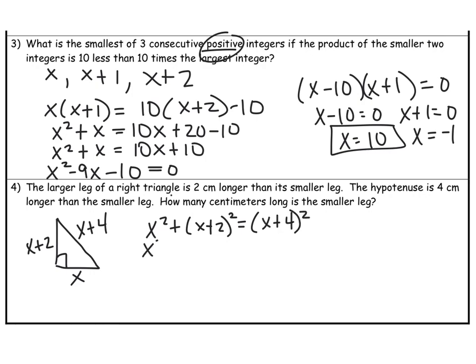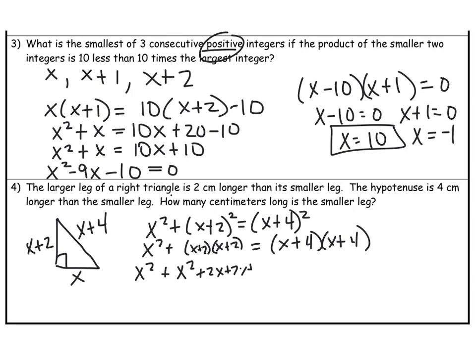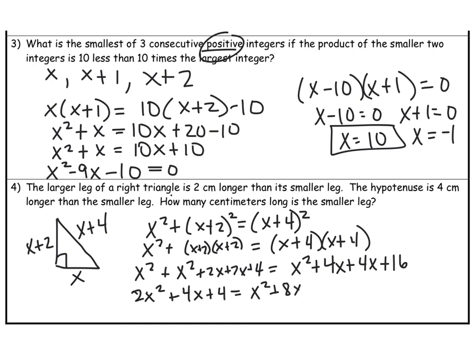And so remember, when we square a binomial, we have to remember that means to multiply it by itself, not just to square each term. So that's going to give us x squared, and this would be x squared plus 2x plus 2x plus 4 equals x squared plus 4x plus 4x plus 16. So we could simplify this side to be 2x squared plus 4x plus 4 equals x squared plus 8x plus 16.